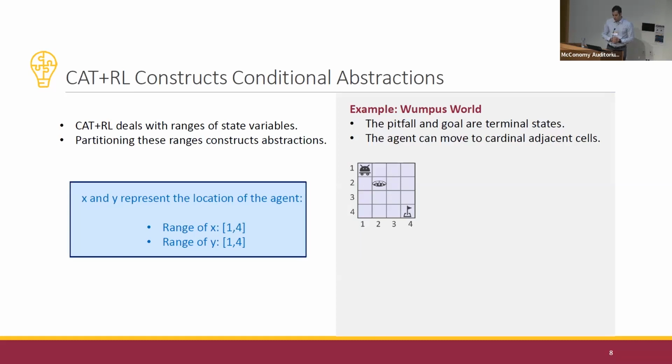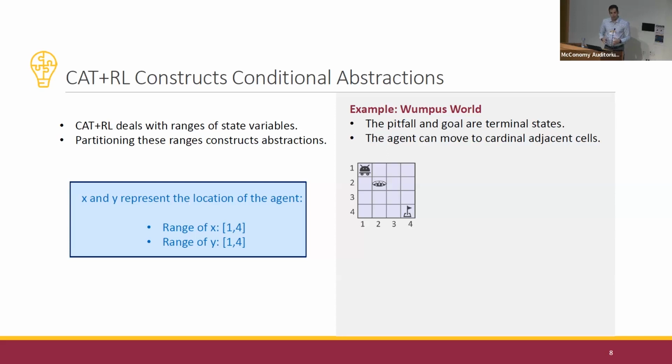So here I'm going to use another example in this domain called Wumpus board to explain the overall procedure of CAT-RL. So Wumpus board is pretty easy. We have the agent and the goal location, and we also have a pitfall to avoid. The state of this domain can be described using two state variables, X and Y, denoting the location of our agent. And we also know the range for each state variable. In this case, it's going to be 1 to 4 for both.